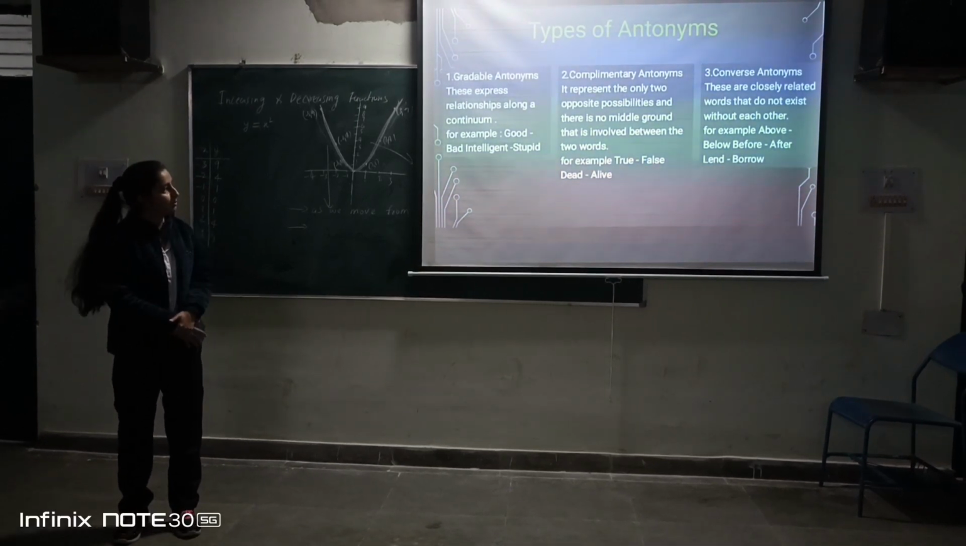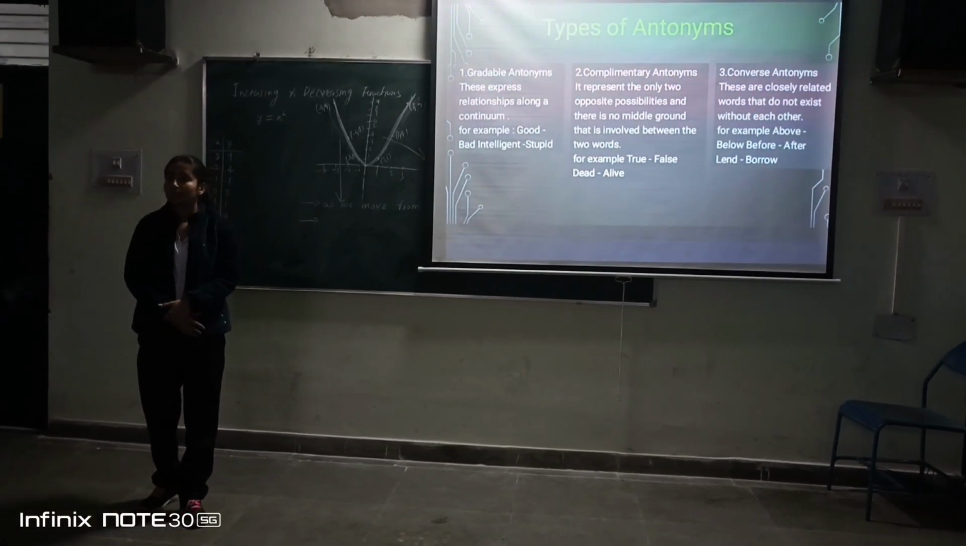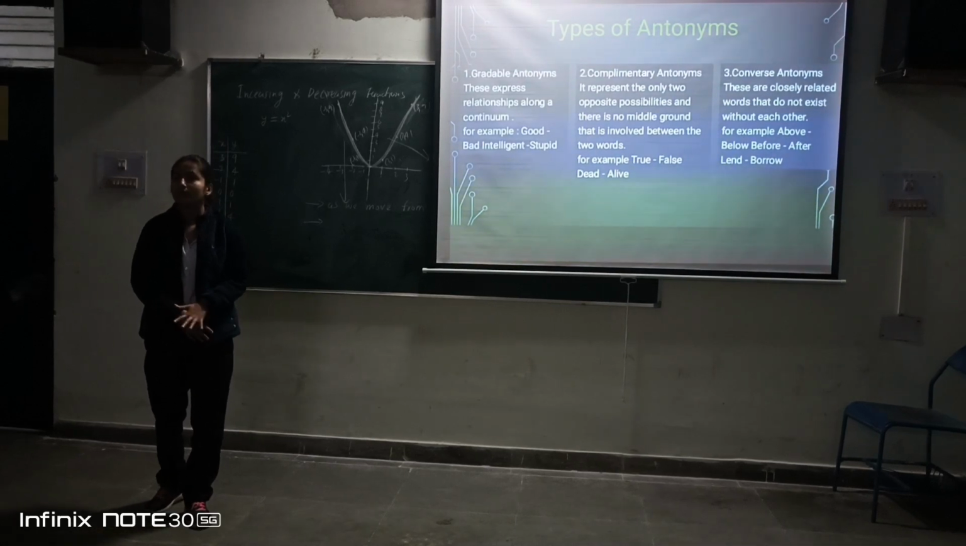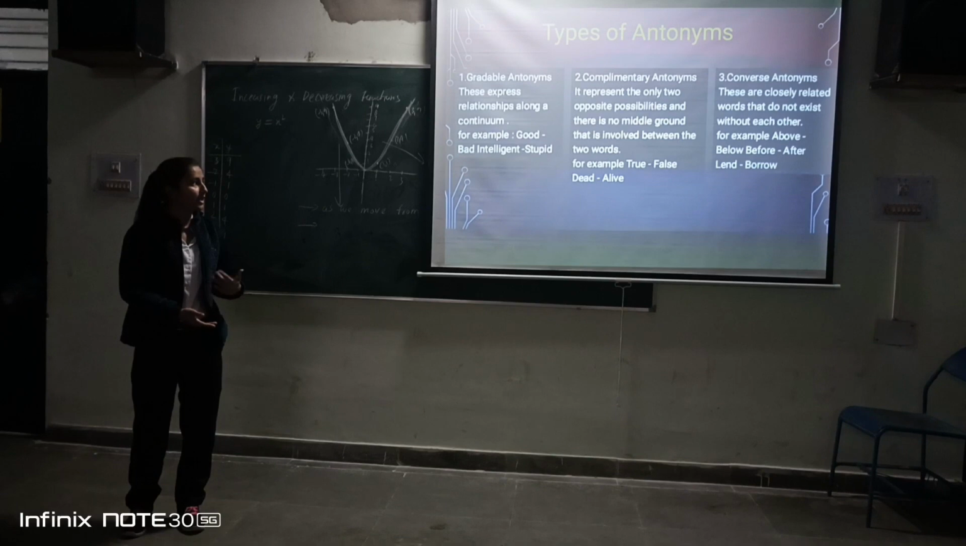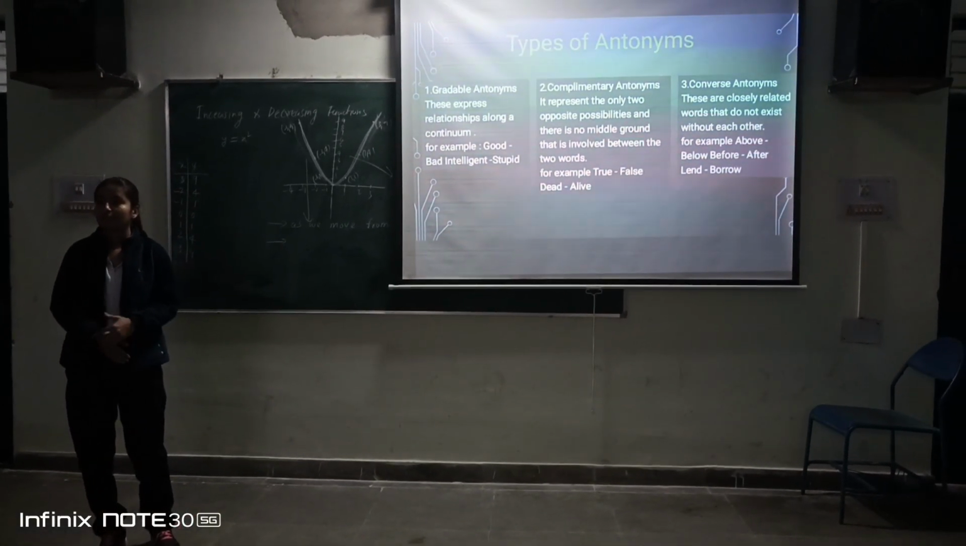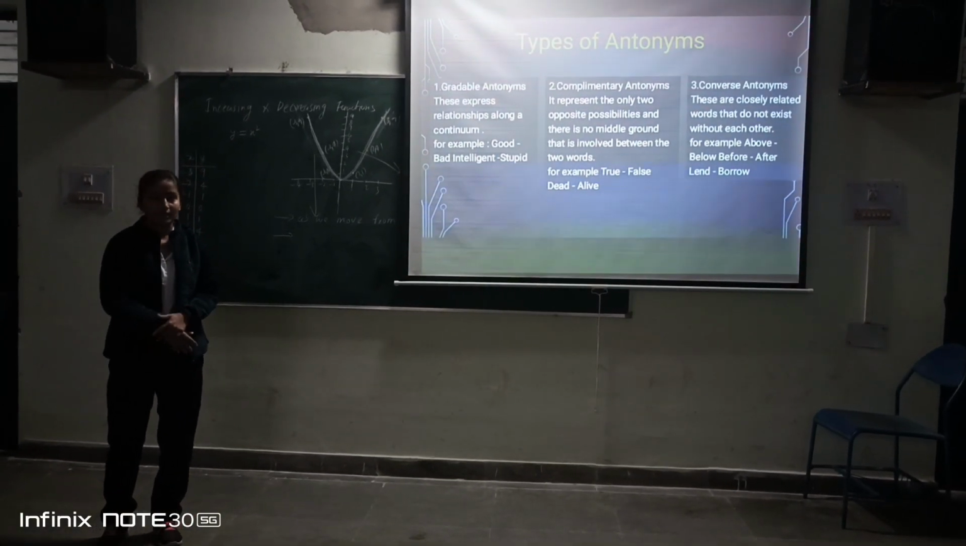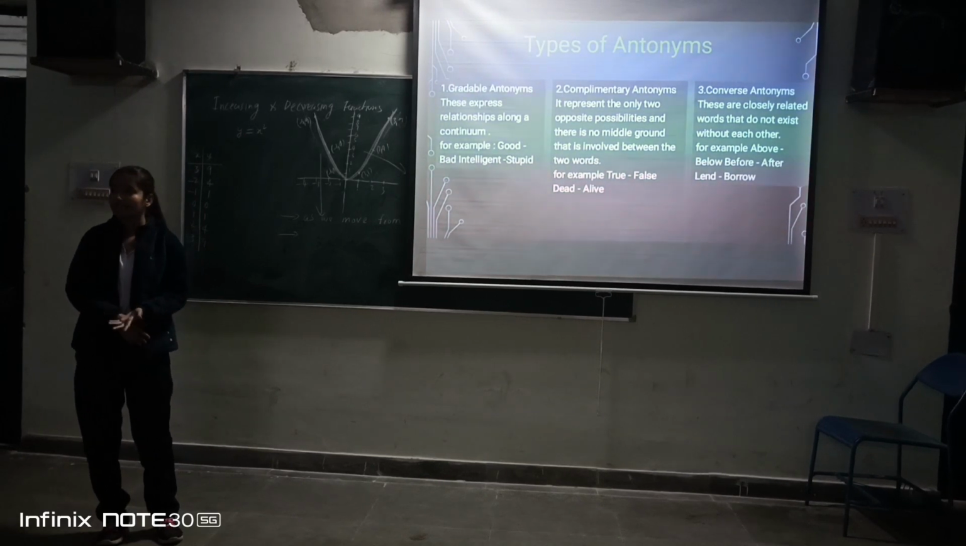The second one is complementary antonym. It represents two opposite words and there is no middle ground involved between the words. For example, if you are the one, you cannot be the other. That is, if you are dead, you cannot also be alive. Therefore, its examples are dead and alive.